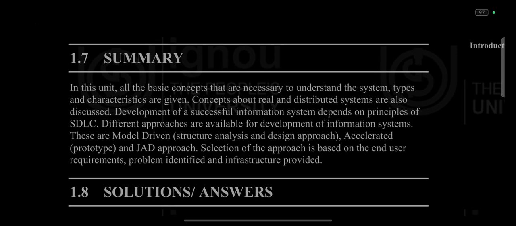In this unit, all the basic concepts that are necessary to understand the system types and characteristics are given. Concepts about real and distributed systems are also discussed. Development of a successful information system depends on principles of SDLC. Different approaches are available for development of information systems. These are model driven, structured analysis and design approach, accelerated prototype, and JAD approach. Selection of the approach is based on the end user requirements, problem identified, and infrastructure provided.